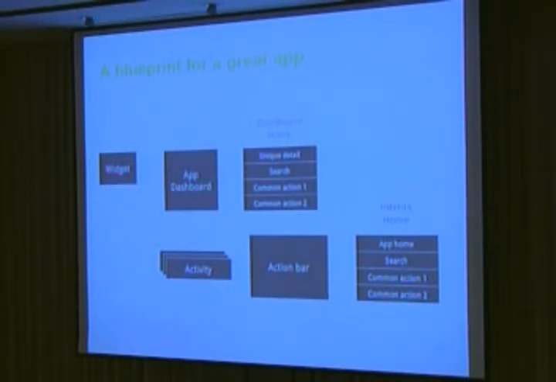So to summarize, this is kind of a blueprint of a great application. You have a dashboard, where the user first lands in your application. It should have a widget that drives users to your application. Within the dashboard, you have an action bar on top, showing your company logo, the search button, and all the common actions. And within the dashboard, you have 3 to 6 major operations so your user knows exactly what your application is doing.